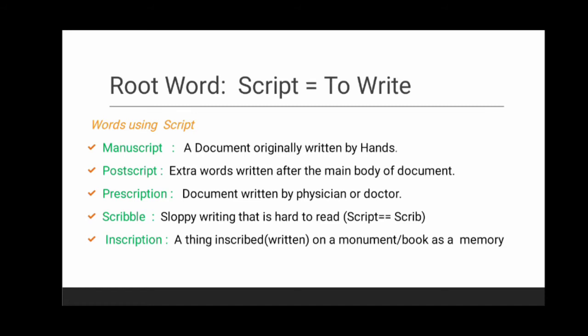And the fourth word is scribble, which means sloppy writing that is hard to read. Scrib is equal to script. Okay, remember this word. And the example sentence is, students scribbled furiously as the professor lectured continuously.